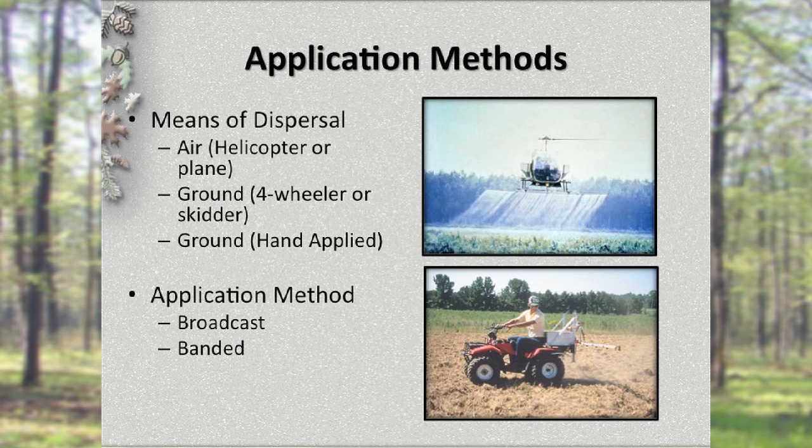And you can do a broadcast application like we see in the top picture with the helicopter, where it sprays over an entire area. Or you can do it banded, where you're just spraying over the area in which you're planting. So you'd spray a bandwidth maybe 6 feet wide, and in the middle of that band is where you plant your seedlings, so they have 3 feet clear on either side of them.